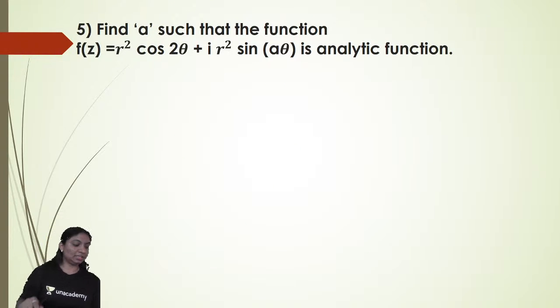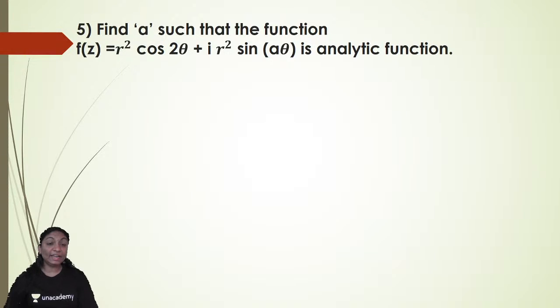Now, the second one is the fifth one. Find a such that the function f of z is equal to r square cos 2 theta plus i r square sin a theta is an analytic function. Here it is said to be an analytic function, so it means it must satisfy the CR equations. Then we have to find out the value of a here. Okay, so we'll see how to find out the value of a here.